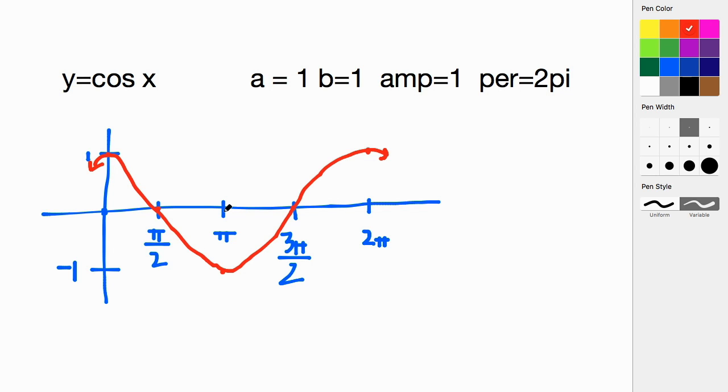At the whole pi's, cosine is at its minimum or its maximum. If it's an odd pi, it's going to be at the minimum. If it's an even pi, it'll be at its maximum. And you can keep this process going on.